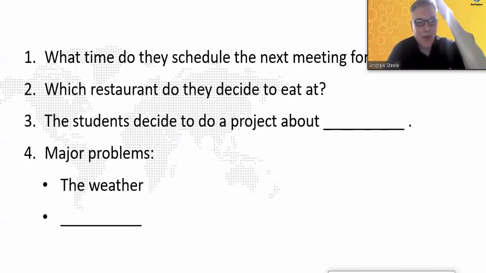And finally, number 4, the major problems. First, the weather. What next? Another problem. Yeah, that's quite right. Another problem, I think, is something that you would expect to be there.